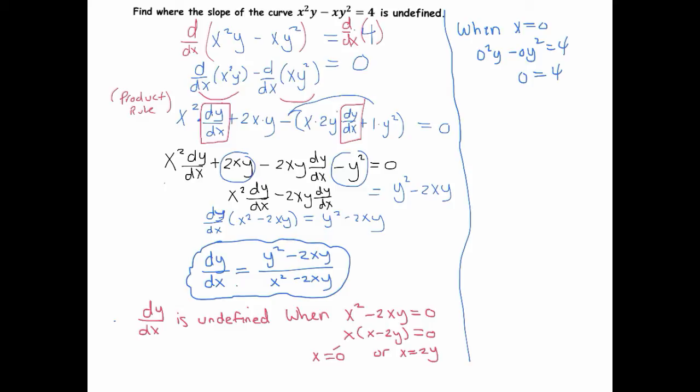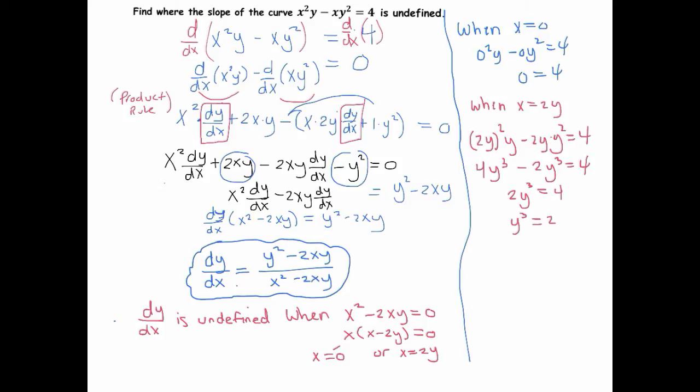To find the other places where it's not defined, we're going to have to plug 2y in for x. So when x equals 2y, plugging that in, I'm going to get 2y squared y minus 2y times y squared equals 4. And this becomes 4y cubed minus 2y cubed equals 4, which means that 2y cubed equals 4, which means that y cubed, dividing by 2, equals 2, which means that y is equal to the cube root of 2. And since x is 2y, that means it equals 2 times the cube root of 2.